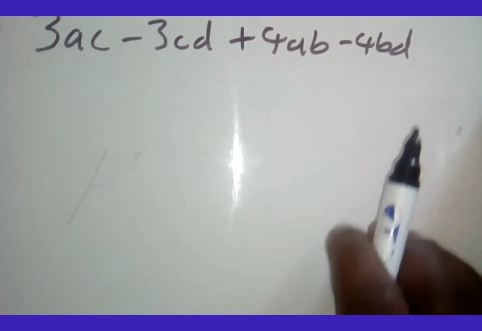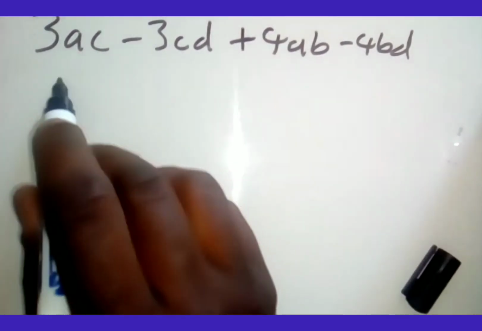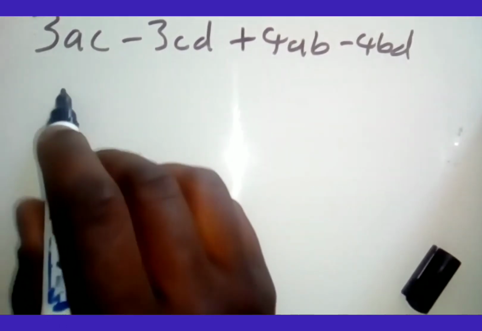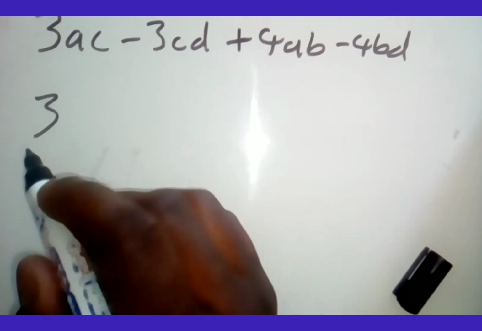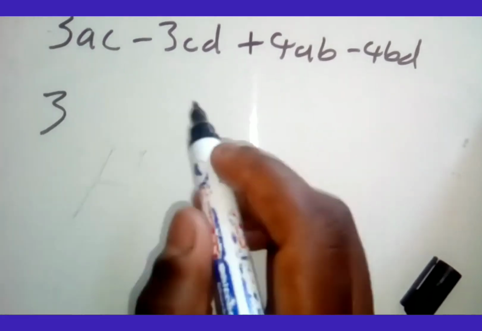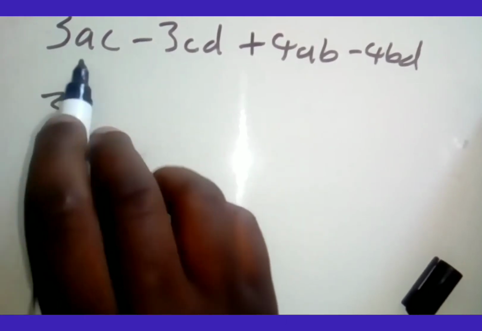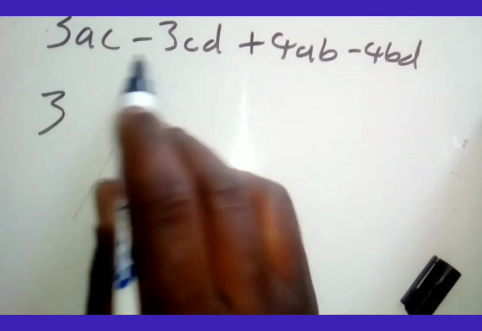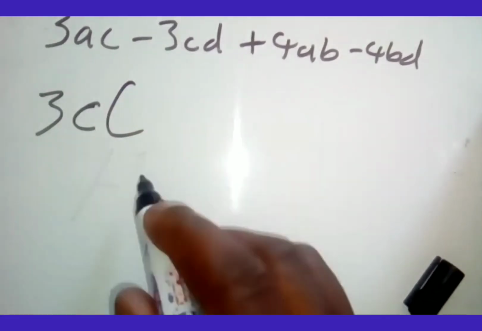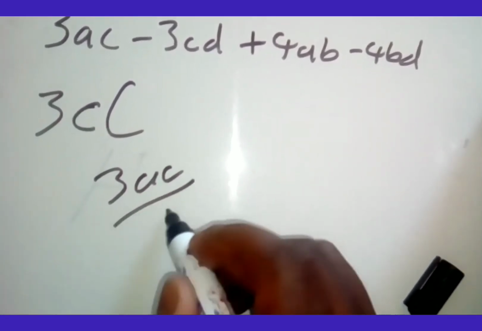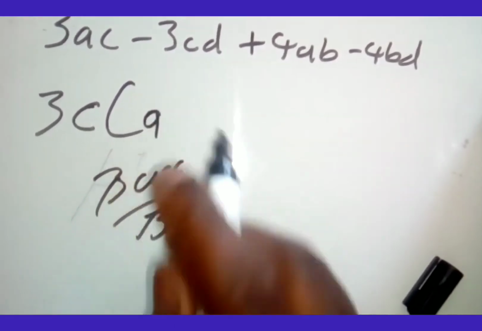So let's proceed. What's the highest common factor when we group the first one? The highest common factor there is 3, right? Then in terms of letters, A appears but not in all places, right? What about C? C appears in both places, so it's going to become C. Now when we divide 3AC by 3C, the 3's will cancel, the C's will cancel, and we'll be left with A.